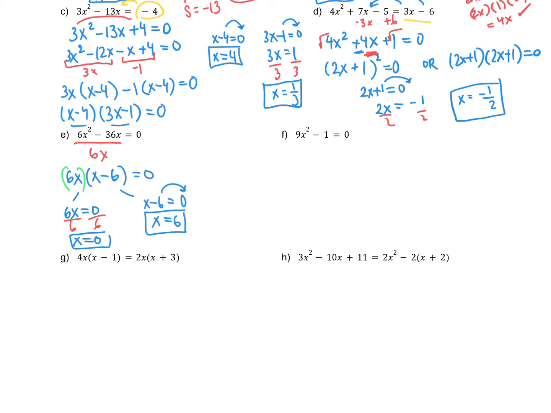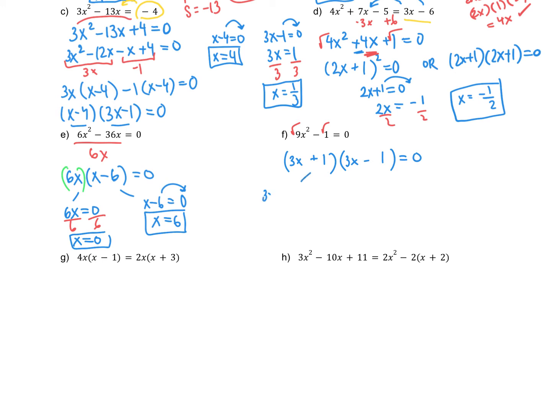For f, this will be a difference of squares. Now, when you look at f, you can actually solve this by isolating as well, but you do sometimes have the option, if it's a difference of squares, to factor it. Depends on how you see it. So remember, with a difference of squares, it's going to be the same bracket with opposite signs. So the square root of 9x squared is 3x. The square root of 1 is 1. One bracket will be plus, one will be minus.